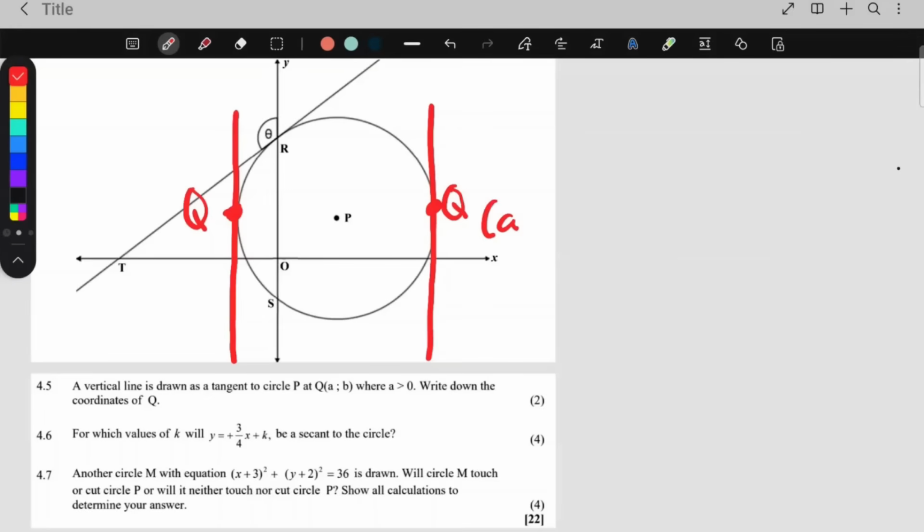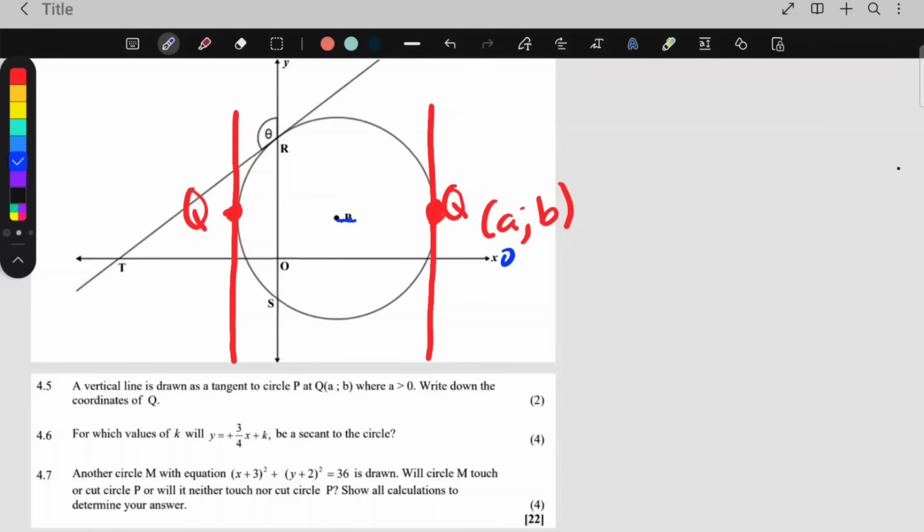But the coordinates of Q is A and B, where A is a positive. A refers to the X coordinate. So this X coordinate is a positive. So do you agree that over here the X coordinate will be a negative? And over here, the X coordinate will be a positive. So they are actually referring to this point over here. So now they want to know what's the coordinates. So this is going to be inspection.